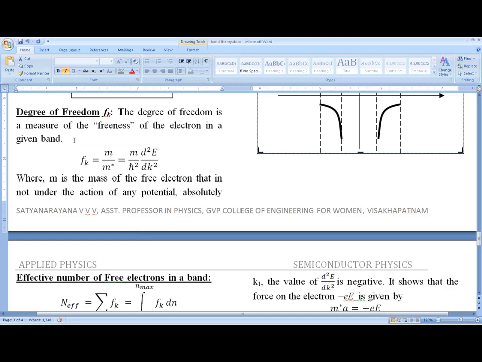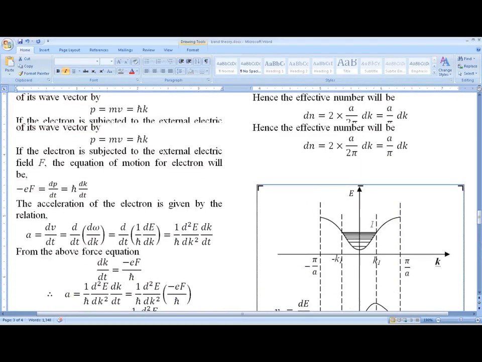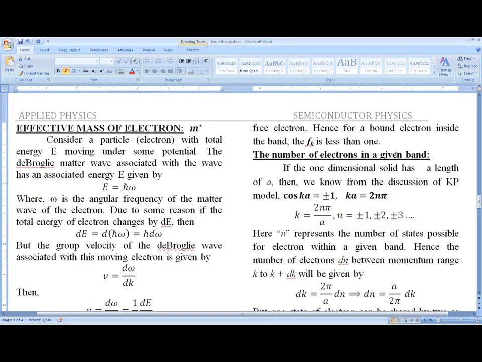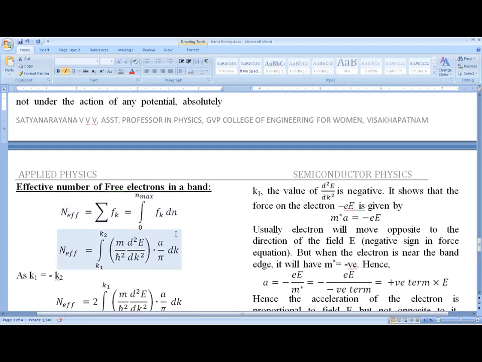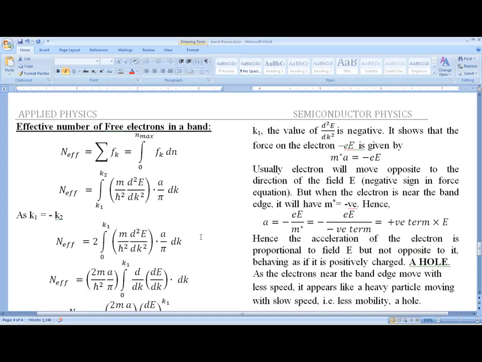We have already calculated the number of free electrons in a given band and the degree of freedom separately. This is the degree of freedom and this is the number of electrons in a given band. But this effective number of free electrons in a band is a term which tells how many, on average, of the free electrons are really free. For this case, I'll give a simple analogy. Let us suppose that the classroom has tables and benches, which can accommodate 5 students.